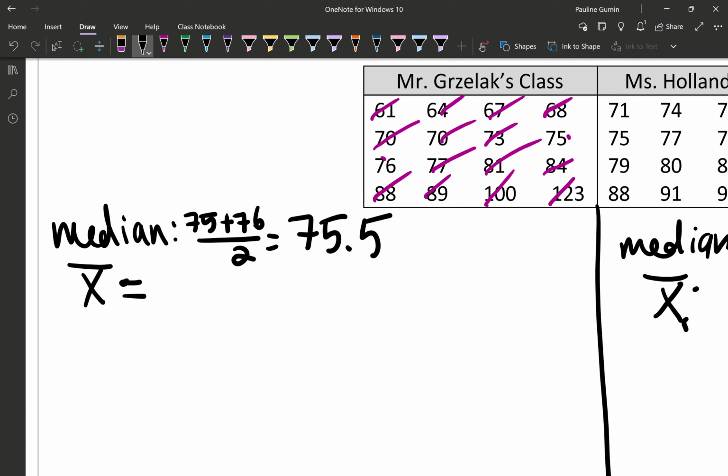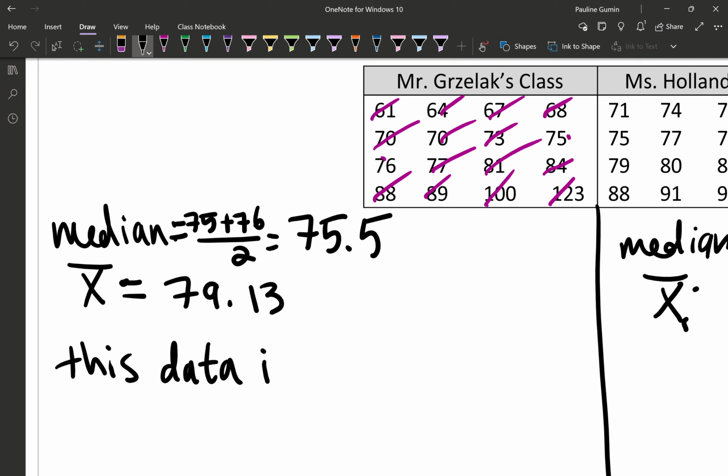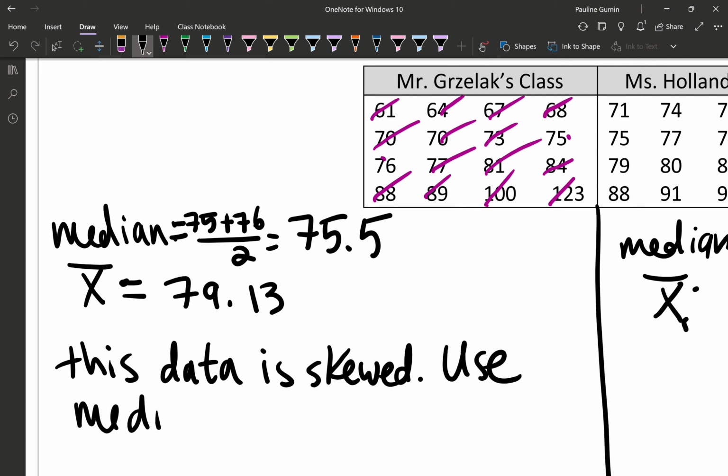For our mean, what you could do is add up all the numbers and divide that answer by 24, because there's 24 numbers on the list, or you can do the menu 633 thing. I get 79.13. This means our data is skewed. There's a bigger difference between the mean and the median than just one. So this data is skewed. Use median and IQR.